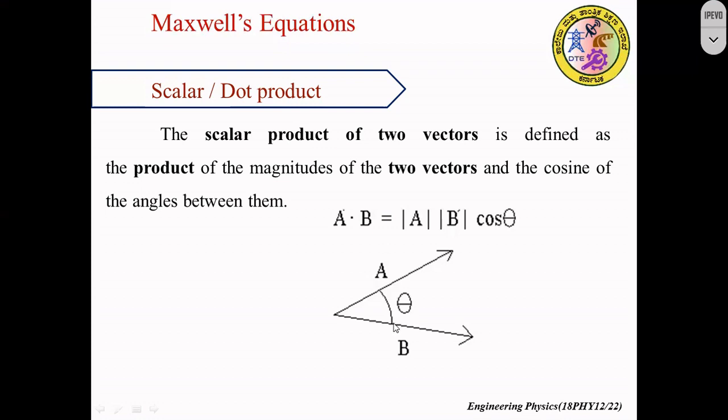Suppose there is an angle theta between the 2 vectors, then the dot product of these 2 vectors is defined as A dot B is equal to modulus of vector A into modulus of vector B, that is magnitude of vector A into magnitude of vector B into cosine of the angle between the 2 vectors. This is defined. This is the scalar product of 2 vectors.